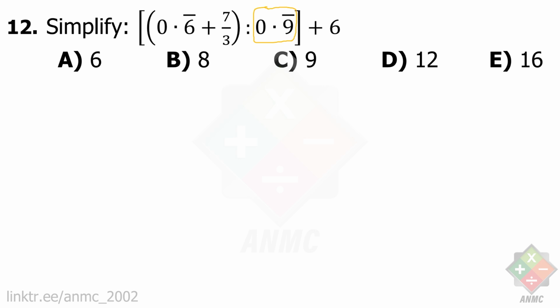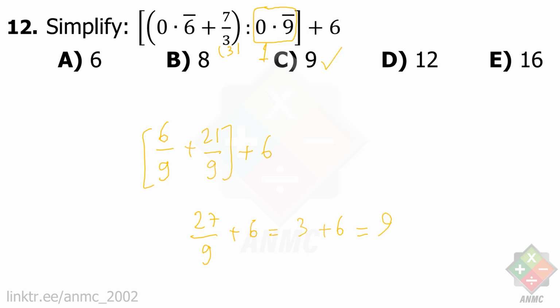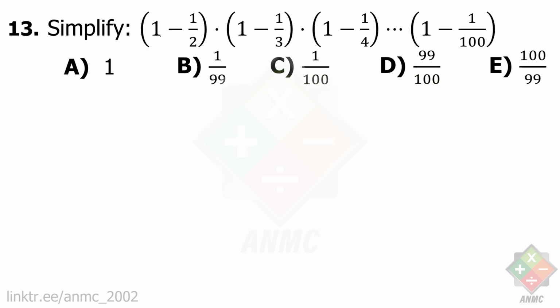0.9 bar is 1. You need to know this. And 0.6 bar is 6 over 9 plus, let's equalize the denominators, 21 over 9. Then plus 6. Over 1, we don't need to write, so I didn't write it. 27 over 9 plus 6 is equal to 3 plus 6 is equal to 9. The answer is C.